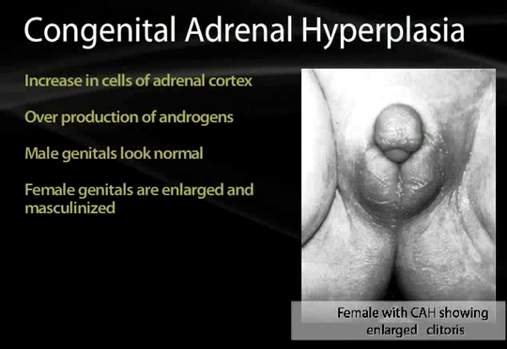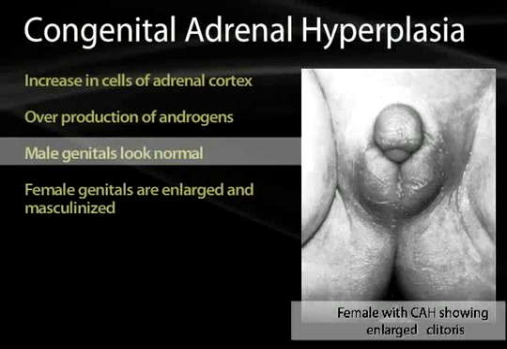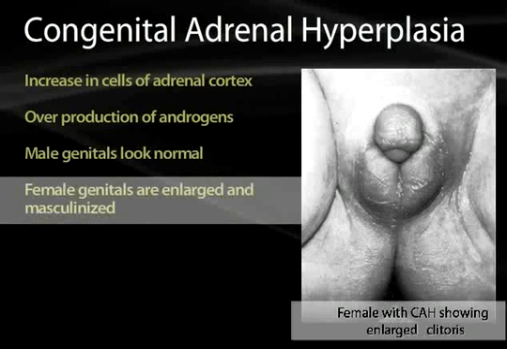When we think about congenital adrenal hyperplasia, we have an increase in the cells of the adrenal cortex, which will overproduce androgens. In males, the genitalia look normal, but in females, they're enlarged and masculinized. Therefore, in this female with CAH, you can see an enlarged clitoris and a fusion of the labia majora, which looks a little bit like a scrotum.